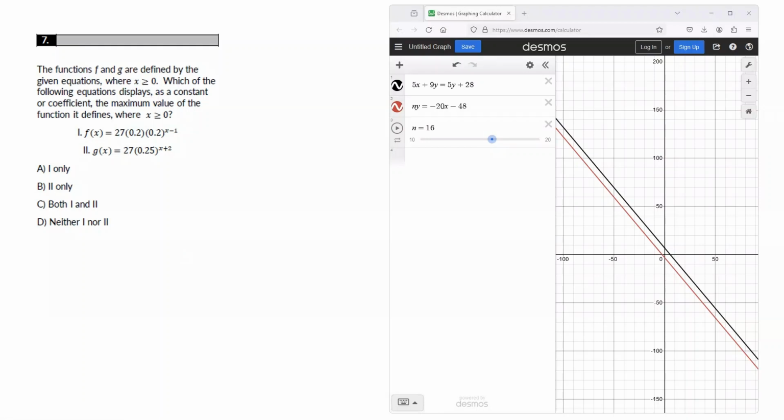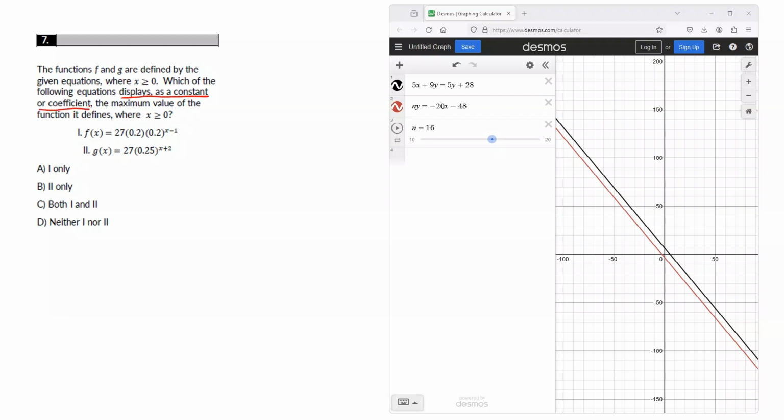Number 7. The functions f and g are defined below, x is greater than or equal to 0. Which of the following equations displays the maximum as a constant or coefficient? These words confuse everybody, but once you see what they mean, it's so easy.